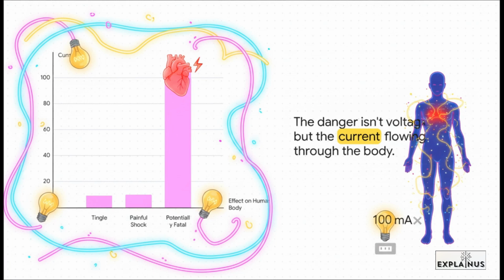And because our bodies run on their own electricity, we have to be really careful with outside sources. The real danger isn't actually the voltage or the push, it's the current, the amount of electricity that actually flows through you. Get this, it takes less current to stop a human heart than it does to light up a tiny Christmas light. Just 100 milliamps can be fatal.